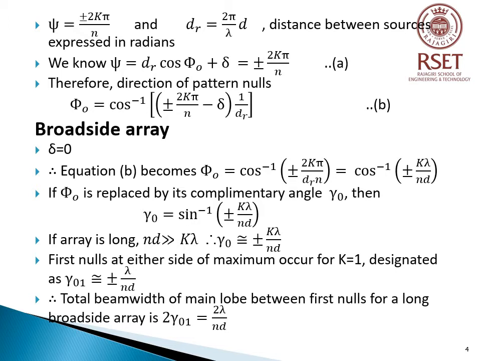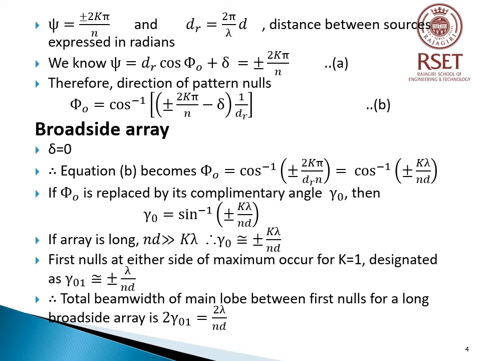Now we are considering the separate cases. First we are considering broadside arrays. From the previous discussions we know for broadside arrays delta equal to 0. What is delta? Delta is the phase difference of adjacent sources. So for broadside array delta equal to 0. And since delta equal to 0, equation B becomes phi naught is equal to cos inverse of plus or minus 2k pi by dr into n, which is equal to cos inverse of plus or minus k into lambda by n into d, substituting for dr as 2 pi by lambda into d.